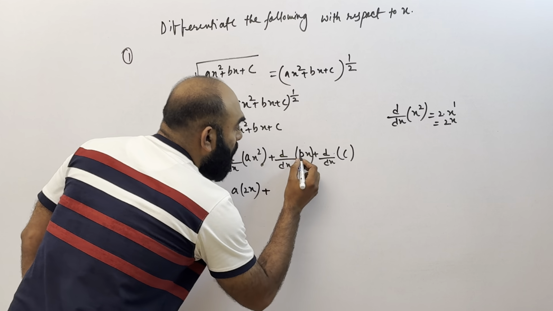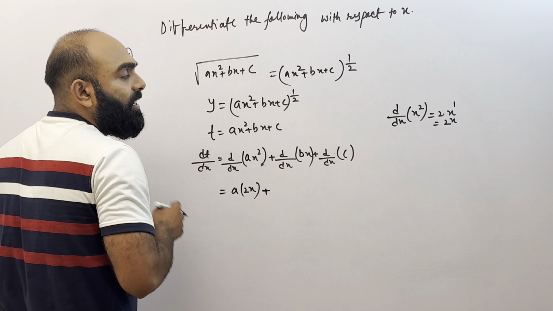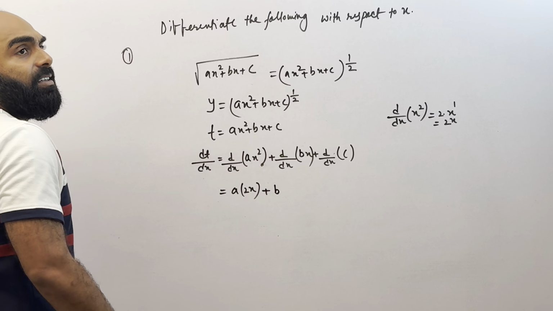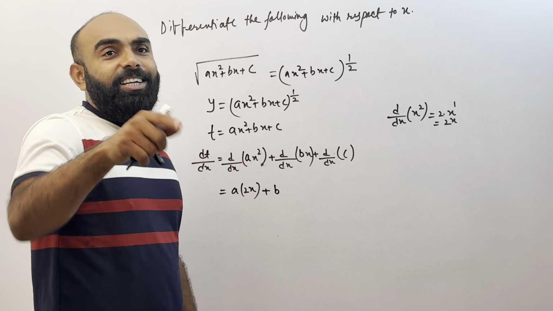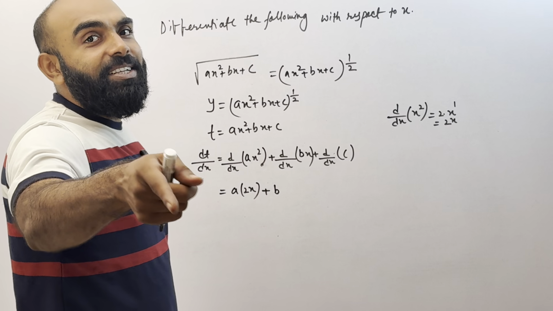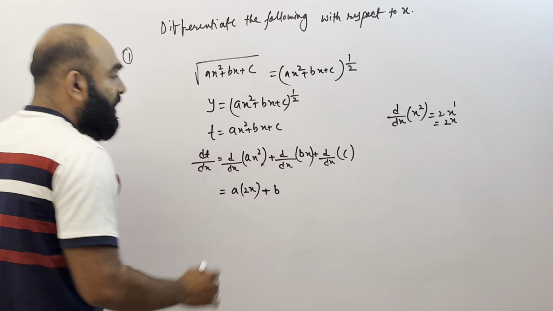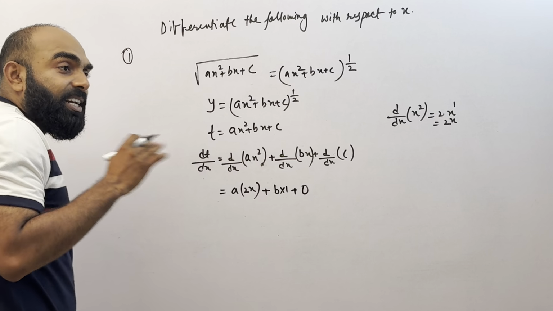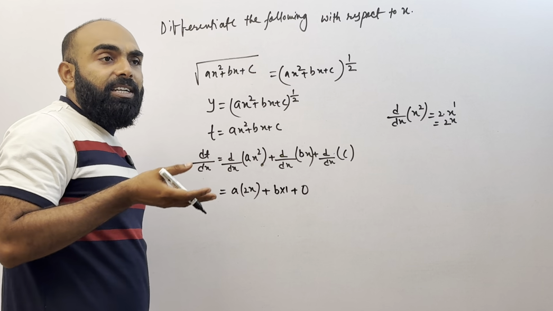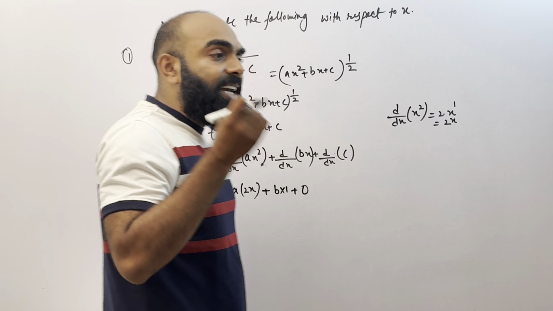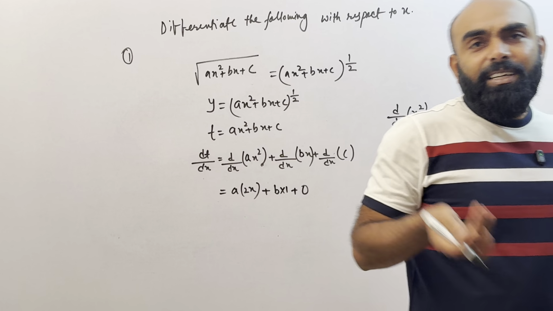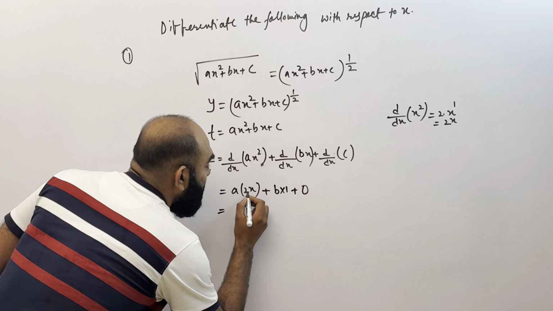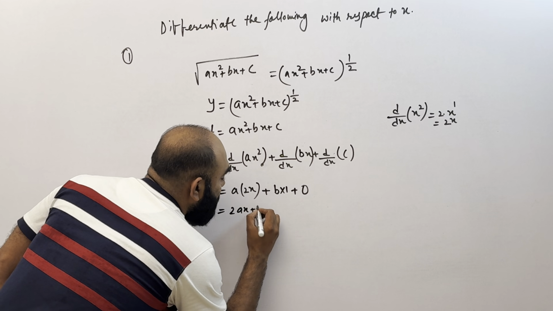Again, plus b, the constant multiplied with the variable x, so take the constant outside. Tell me d by dx of x. It is 1, differentiating x with respect to x gives 1. So it is b times 1, plus d by dx of the constant, which is 0. If a constant is alone, its differentiation with respect to any variable, either x, t or z, is going to be 0 only. So we write this as 2x into a, that is 2ax plus b.